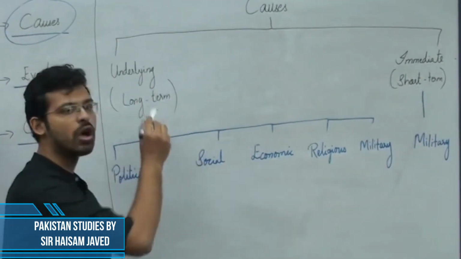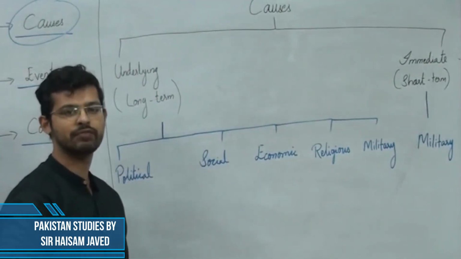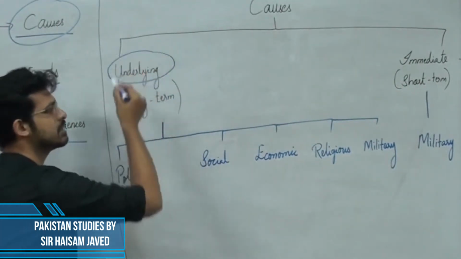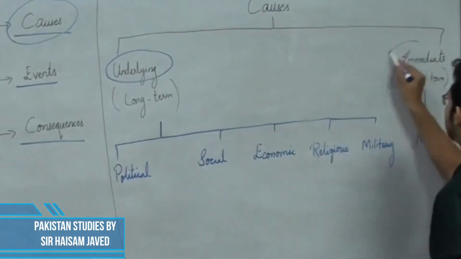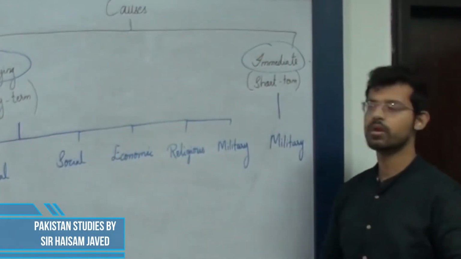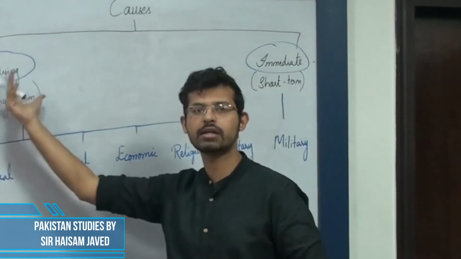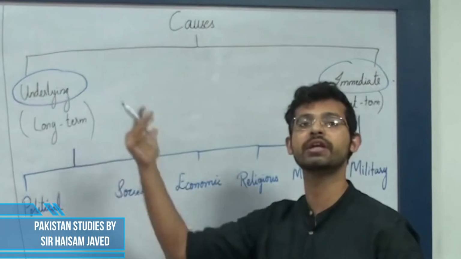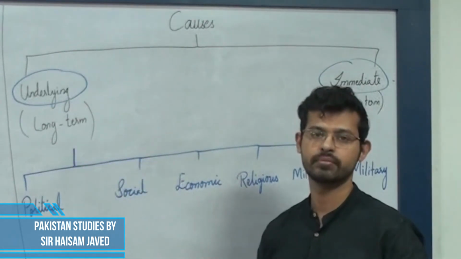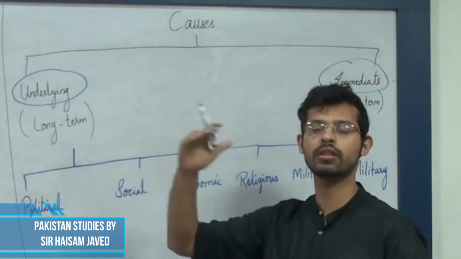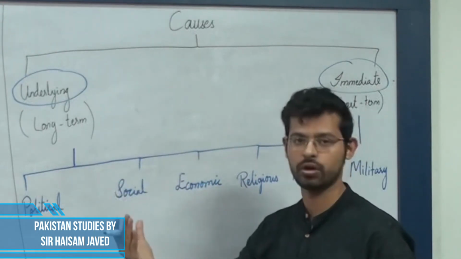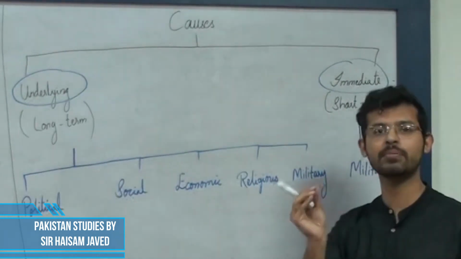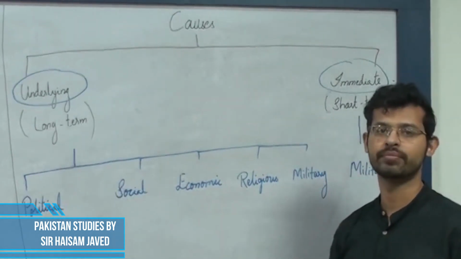When we talk about the causes of War of Independence 1857, we classify them into two: the underlying reasons and the immediate reasons. What do we mean by underlying reasons? Underlying reasons are the long-term reasons which caused the war. What was happening throughout all this course of time that caused the war, whereas the immediate reason is the short-term reason, the triggering point which initiated the war.